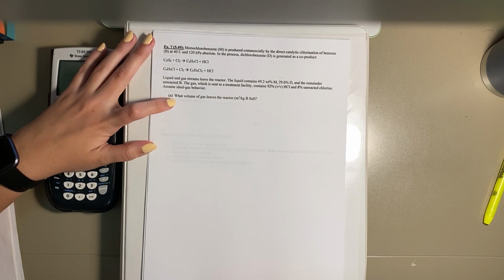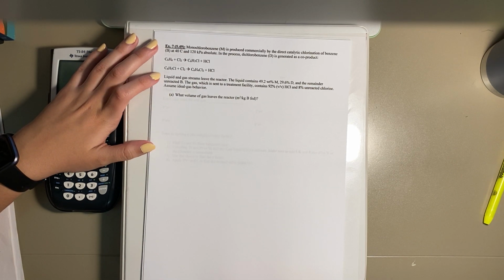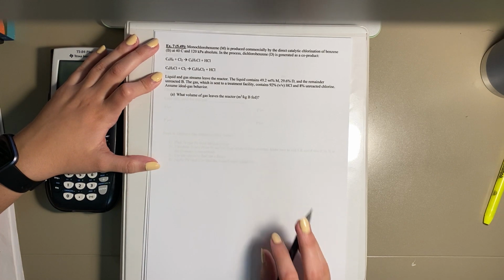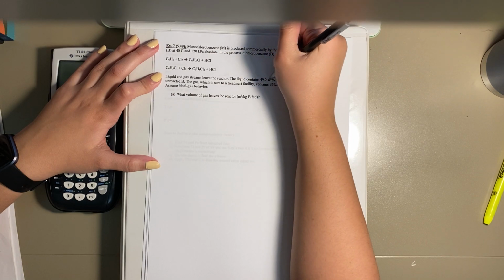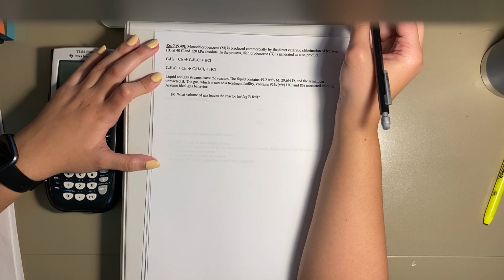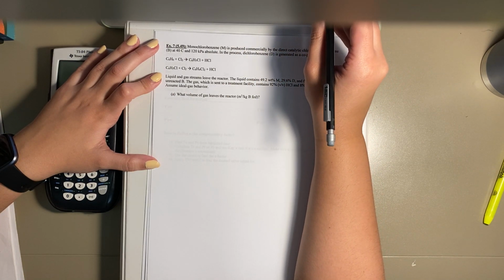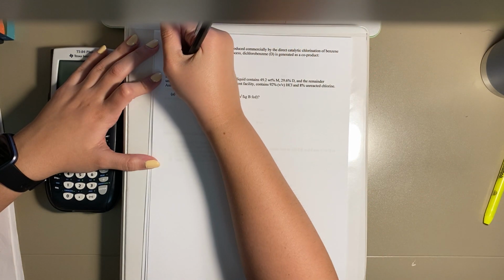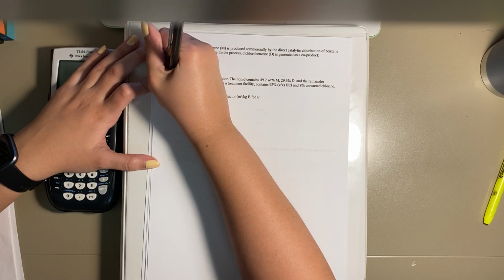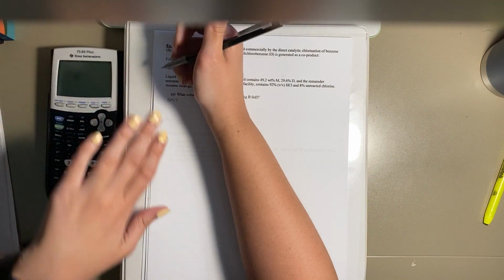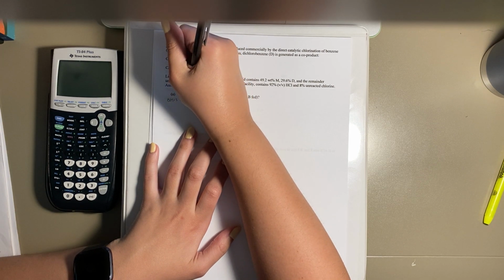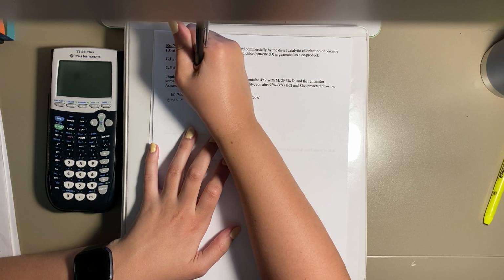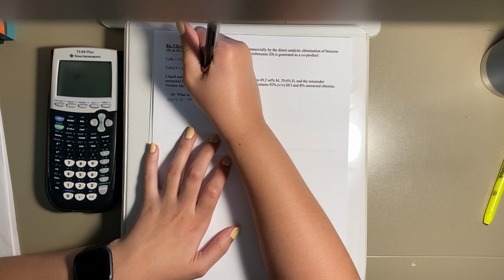And we want to figure out what volume of gas leaves the reactor in cubic meters per kilogram of benzene fed. So first, we need to figure out the liquid composition in terms of molar composition. So we are going to assume a basis of 100 kilograms of liquid.